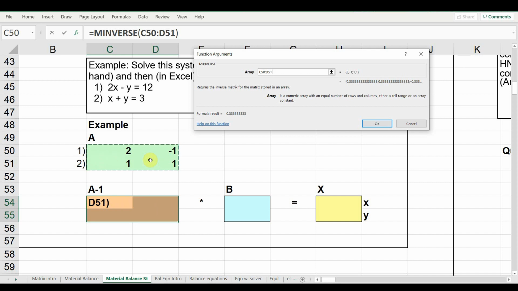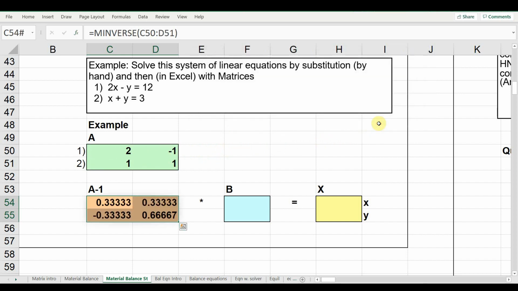Now, in previous versions of Excel, when you wanted to generate more than one value, you could not click OK. You had to click Control-Shift-Enter. But I notice in this most recent version, I can just click OK, and it seems to know that I want 4 values. That's new to me. All right, so there's the inverse matrix of A.